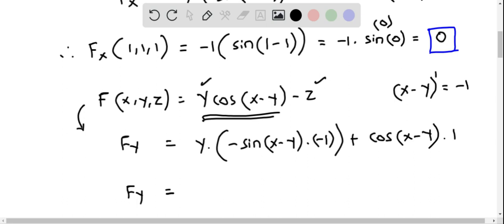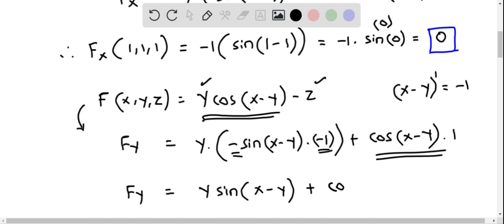So we get f_y, and this equals, we have a negative here and we also have a negative here. So negative times negative will become positive. So it's basically positive 1. And then 1 times y is y. So I write this down as y times sine of x minus y, plus the second term is just cosine of x minus y.